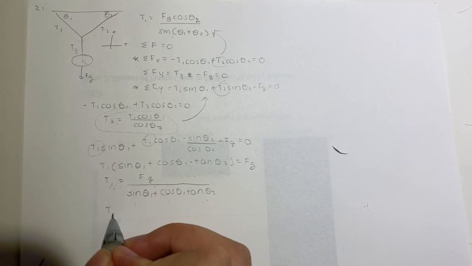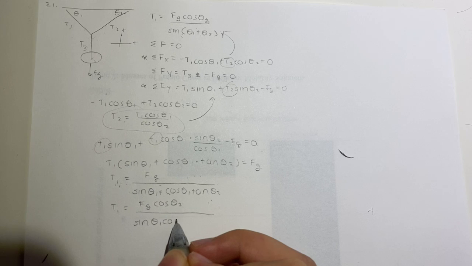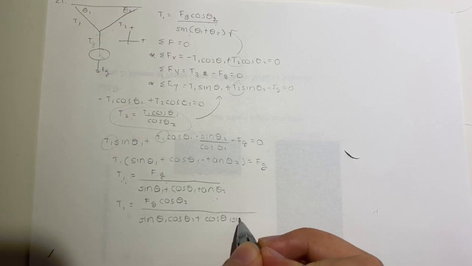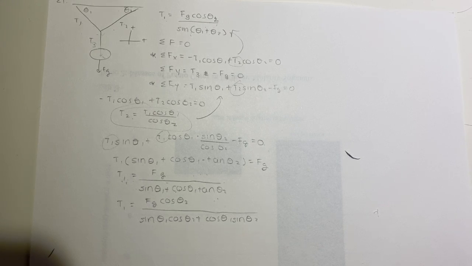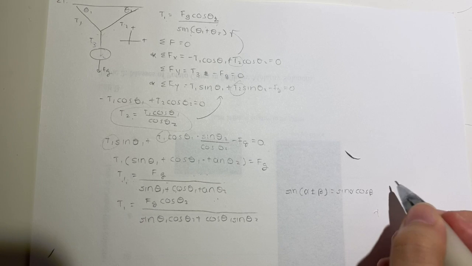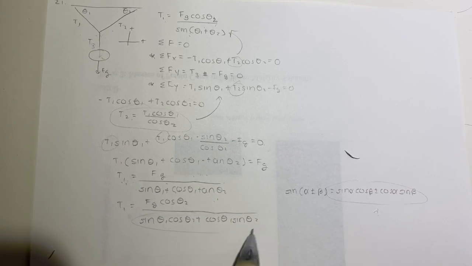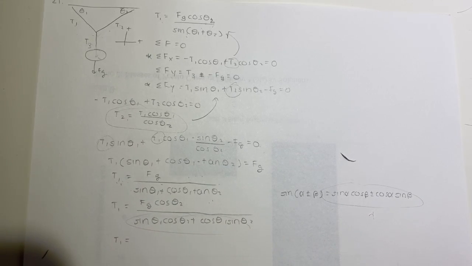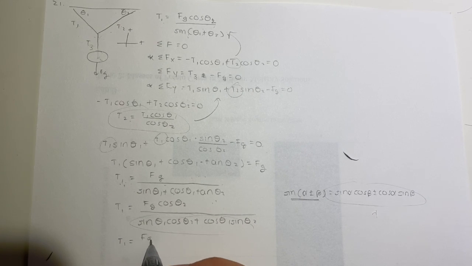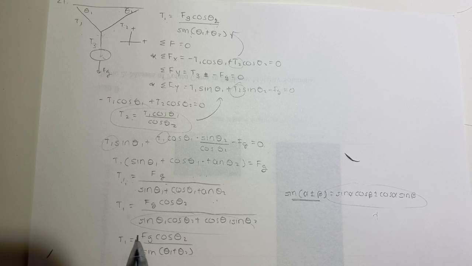Doing that, we get T1 equals F_g cosine theta 2 divided by sine theta 1 cosine theta 2 plus cosine theta 1 sine theta 2, since if we multiply tan theta 2 by cosine theta 2, we get sine theta 2. Now, remember the trig identity, sine of alpha plus or minus beta equals sine alpha cosine beta plus or minus cosine alpha sine beta. Notice how this looks very similar to what we have here. With that in mind, we can simplify this equation into this form, which gives us what we ultimately want in the end. So then we have tension 1 equals force of gravity cosine theta 2 over sine theta 1 plus theta 2, which gives us our answer.